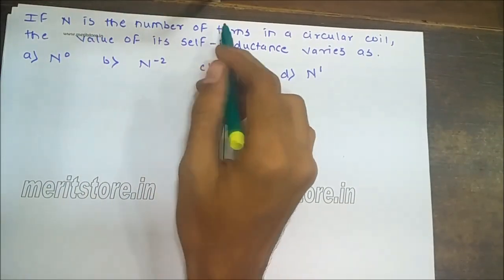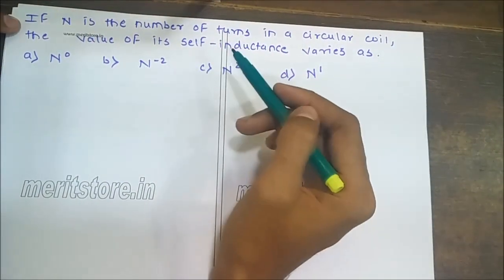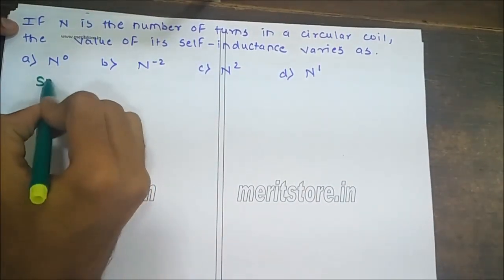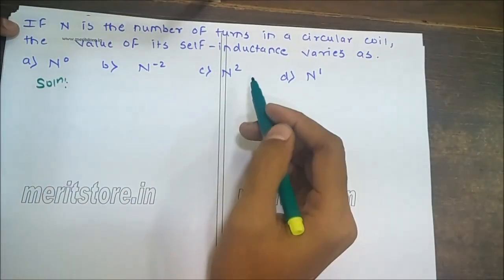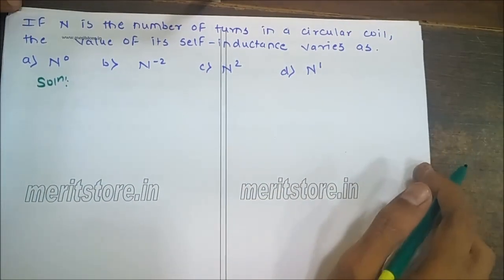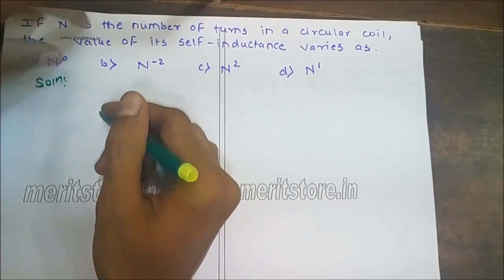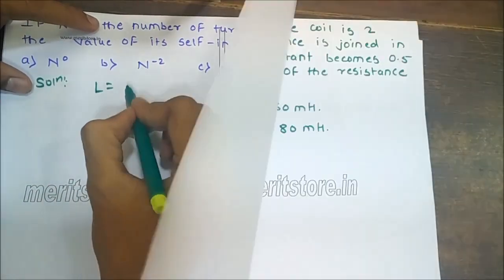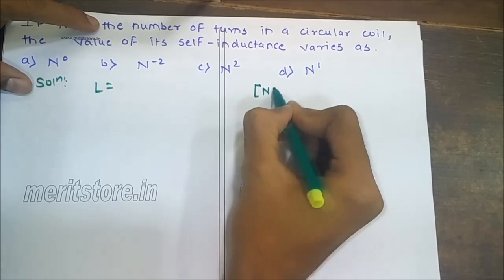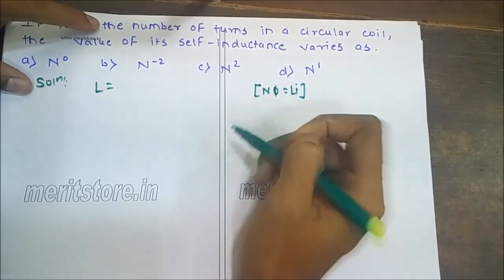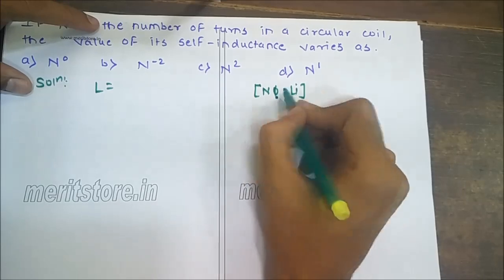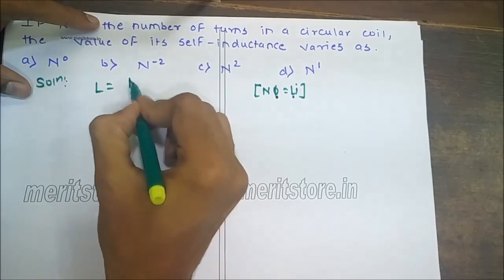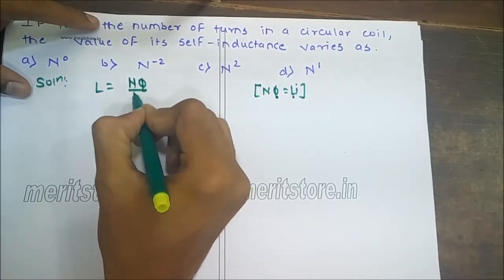If n is the number of turns in the circular coil, then the value of the self-inductance varies as n raised to 0, n raised to minus 1, n raised to 2, or n raised to 1. So we are given the number of turns and we need to find how the self-inductance varies with respect to the number of turns n. For the self-inductance L, the formula is n phi equals L multiplied by I. The number of turns multiplied by the flux is equal to the self-inductance multiplied by the current. So the self-inductance value is n phi upon I.